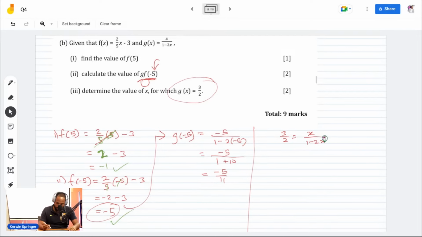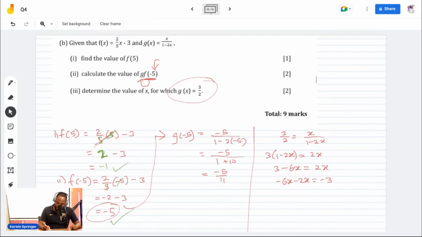Well, cross multiply. So we have 3 by 1 minus 2x equal 2x. So this is 3 minus 6x is equal to 2x. Stop and recheck. Yeah. And bring across, so we get negative 6x minus 2x. Bring across the 3, get negative 3. Or you can bring across the x on the other side and work it out that way too.